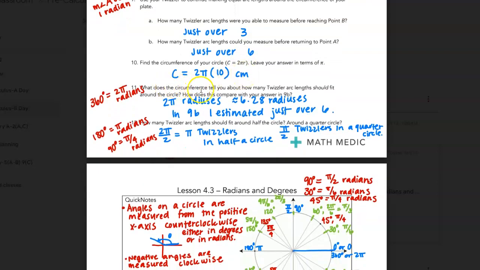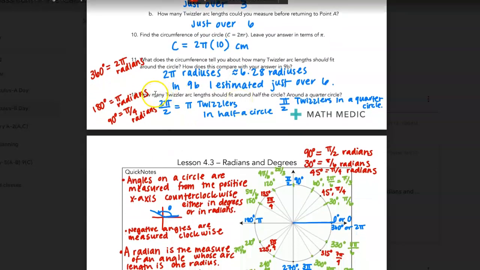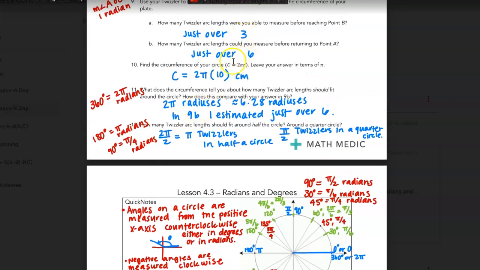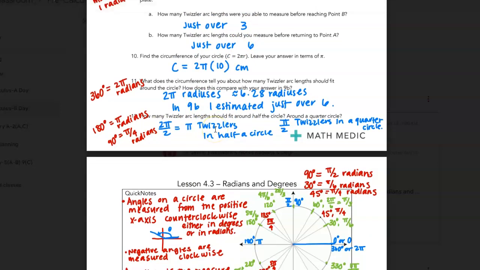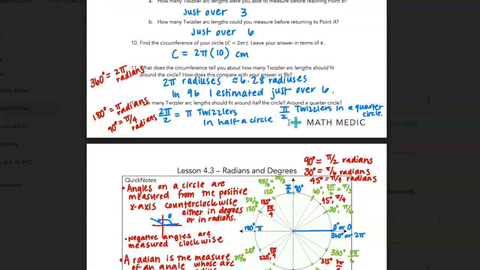So what does the circumference tell you about the radius arc lengths? It should be 2 pi radiuses that fit around the circle. And then how many radius lengths should fit around half of a circle, around a quarter of a circle? Around half of a circle, it should be pi, like I said up here, just 2 pi divided by 2. And then around a quarter of a circle, you would take pi and divide by 2 again. So it'd be pi over 2 radius lengths to fit around a quarter of a circle.